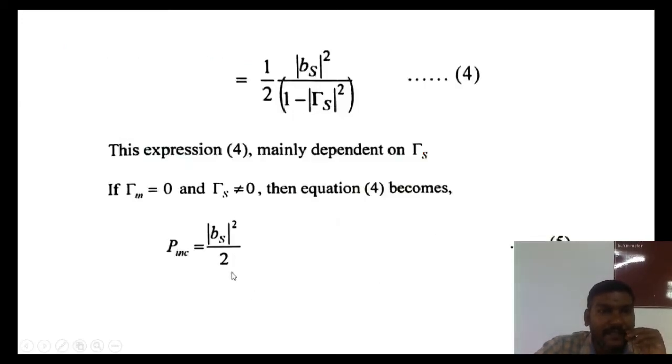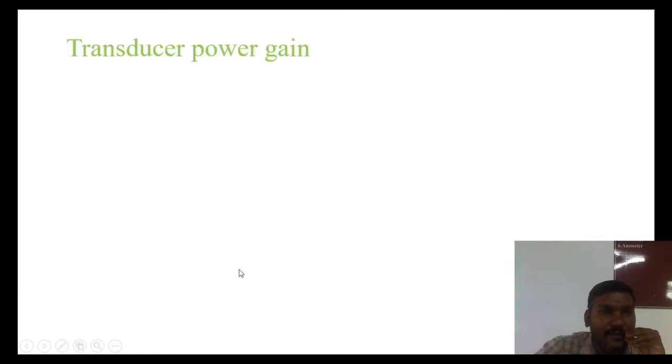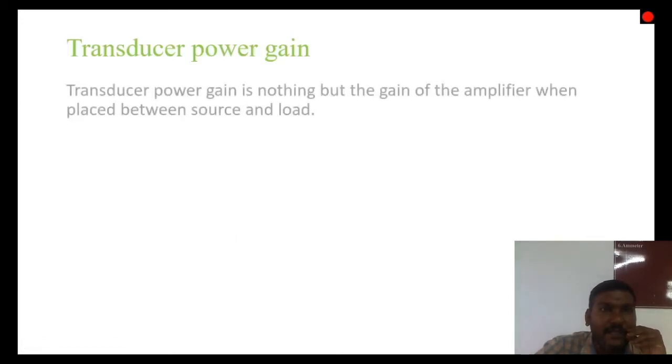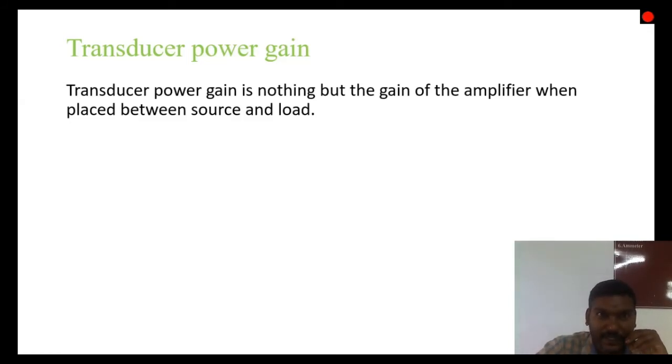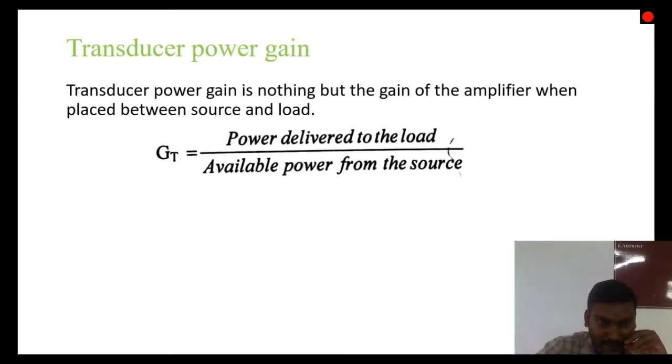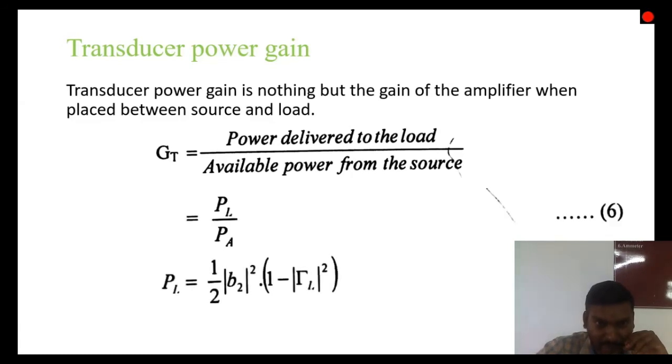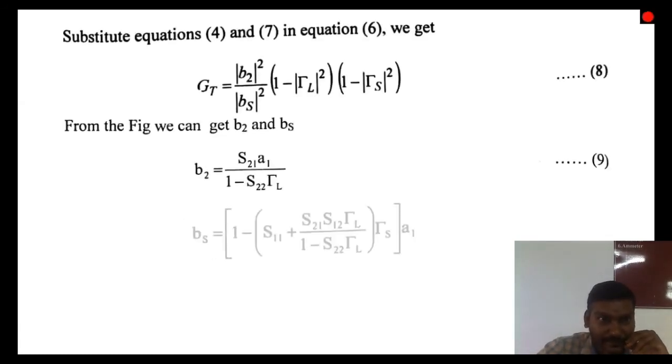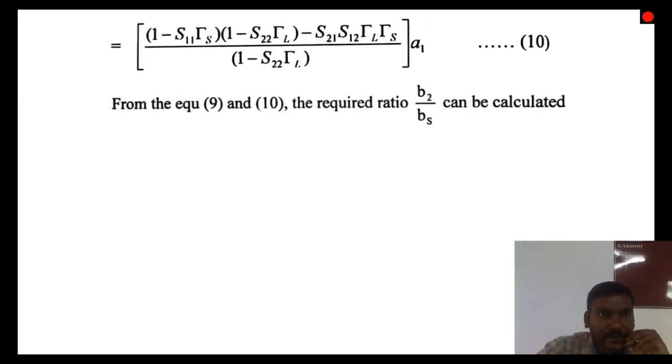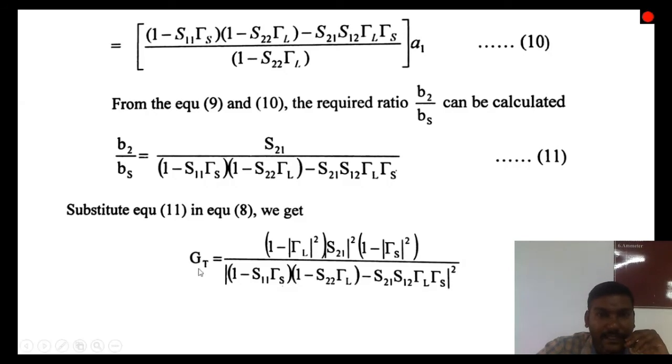And finally we have the incident power as Bs squared by 2, and we can write the transducer power gain. The transducer power gain is nothing but the gain of the amplifier when it is placed between source and load, and GT is given as power delivered to the load divided by power available from the source, PL by PA, and we have corresponding values. And this is the final answer. GT is the final answer, the transducer gain.